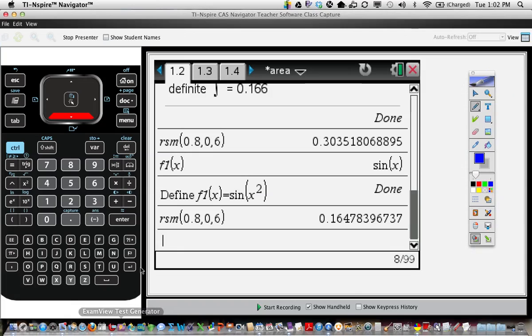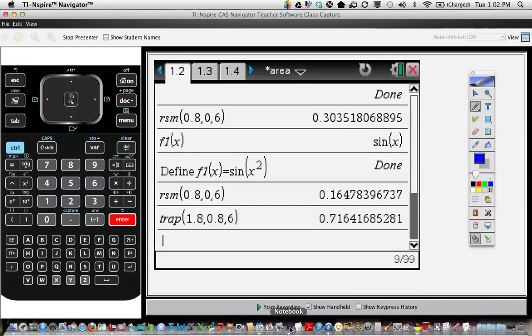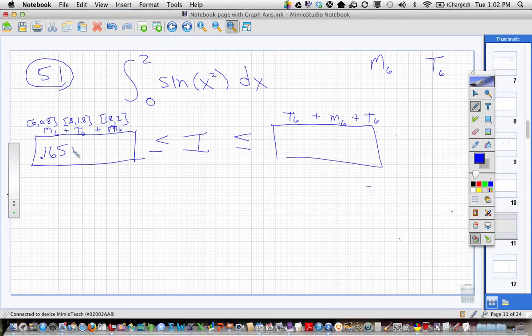So now we can quickly do these. Let's do trap, and this one we want to go from 0.8 to 1.8. Remember, we've got to write those backwards. So trap 1.8, comma 0.8, and then 6. 0.716. Okay.